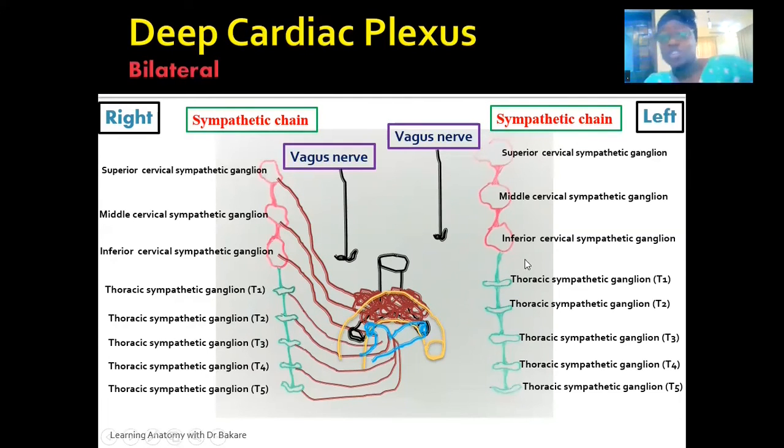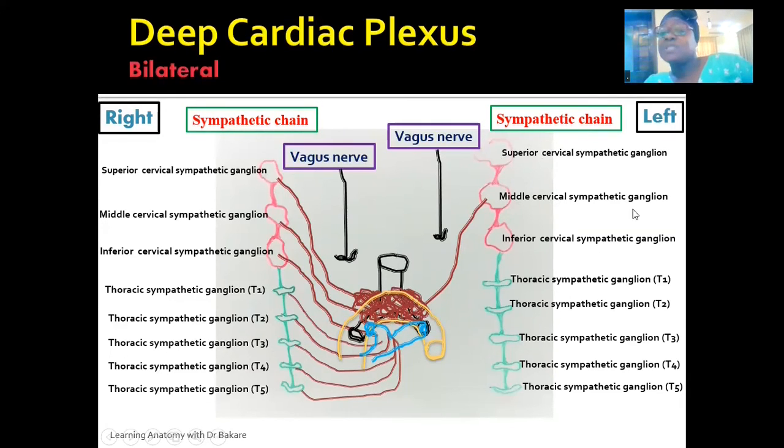So let's see what contributes to this formation on the left side. The sympathetic component is still where we are. So on the left side, we have the middle cervical sympathetic ganglion. Remember that the superior cervical sympathetic ganglion is a contributory sympathetic branch of the superficial cardiac plexus. This has been used up in the formation of the superficial cardiac plexus, so it will not be used in the formation of the deep cardiac plexus. So this is the only exception that will be seen in the deep cardiac plexus.